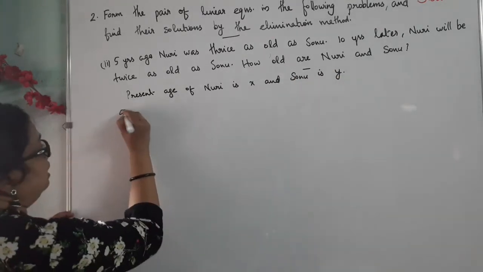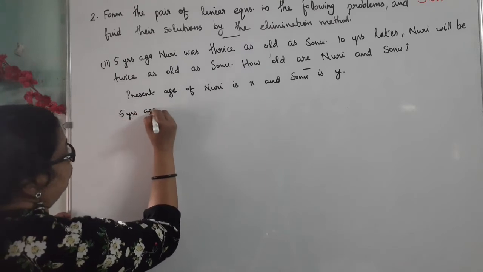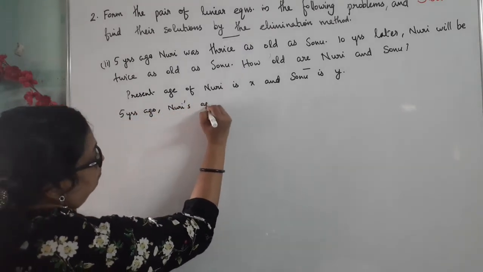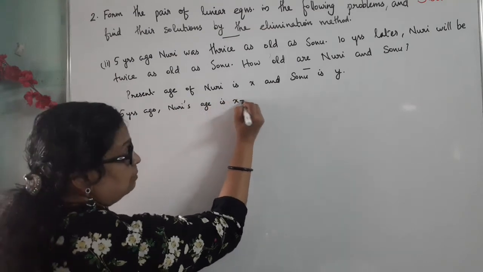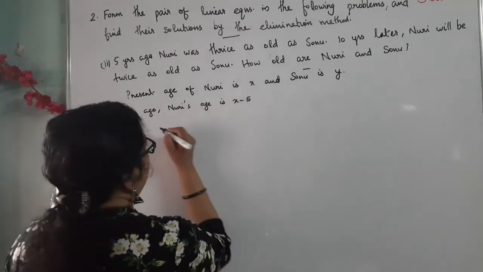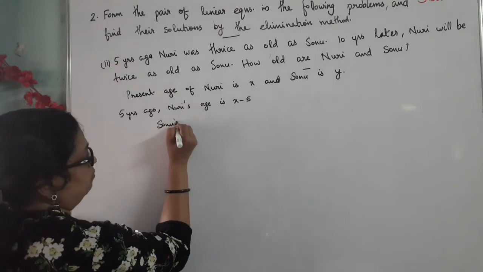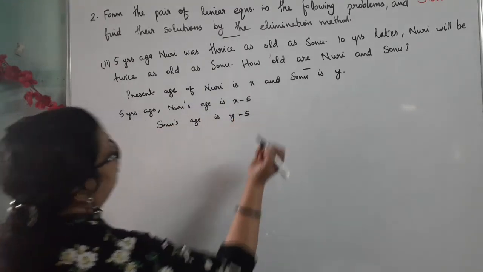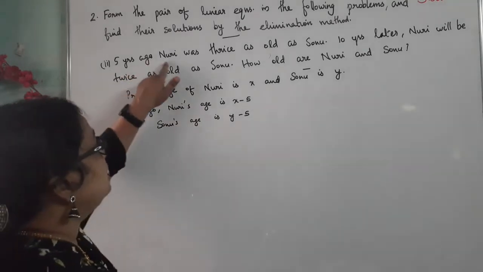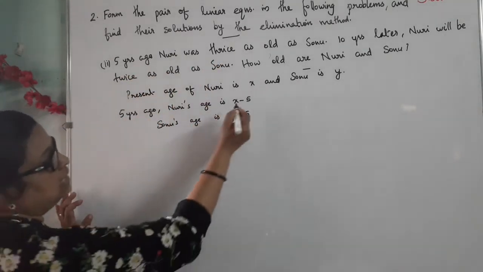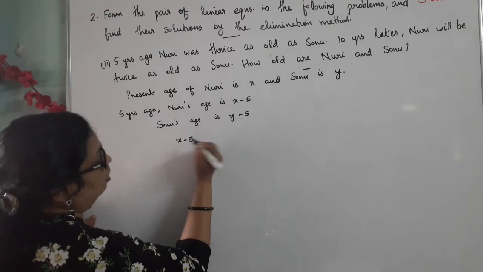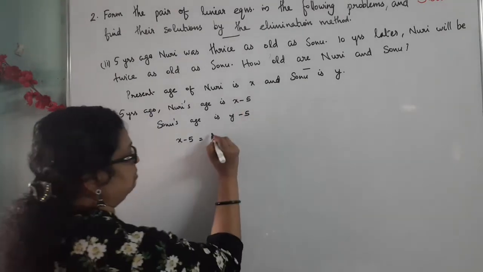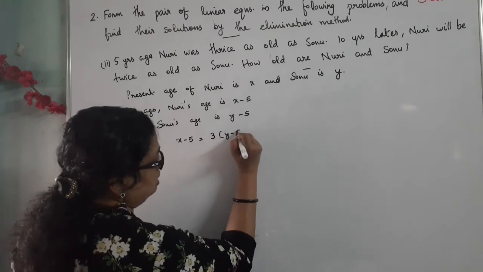Then 5 years ago Nuri's age is x minus 5, then Sonu's age is y minus 5. Then the condition is 5 years ago Nuri was, that is this x minus 5 was thrice as old as Sonu. Thrice means 3 times, 3 into y minus 5.